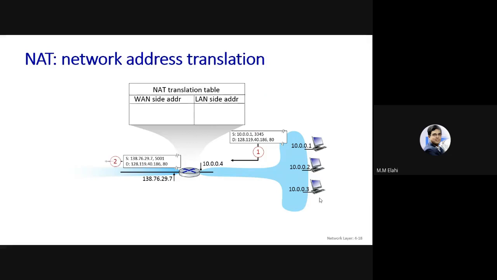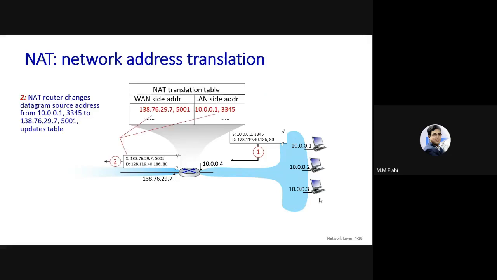And now the answer to the question. Why does the router change the source port number? It changes the source IP address because that was private. It must convert to public. Fine. But why does it need to change 3345 to 5001? Any idea?